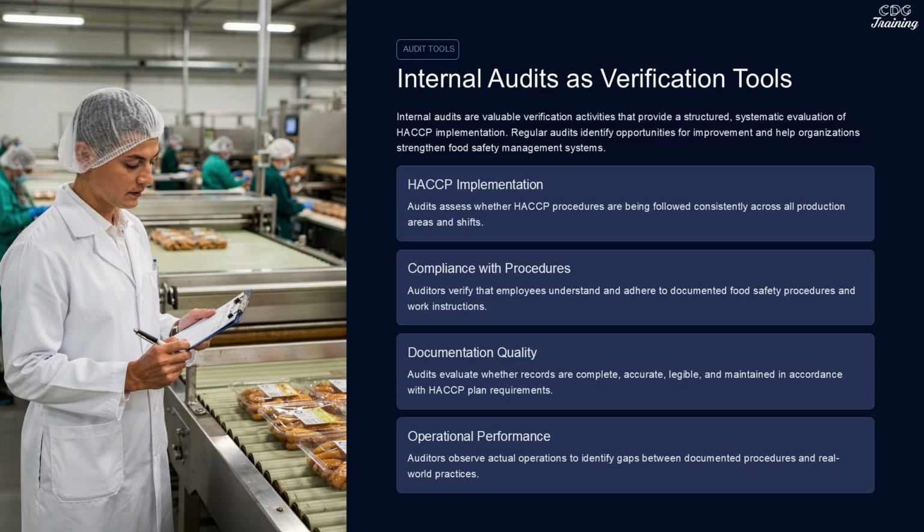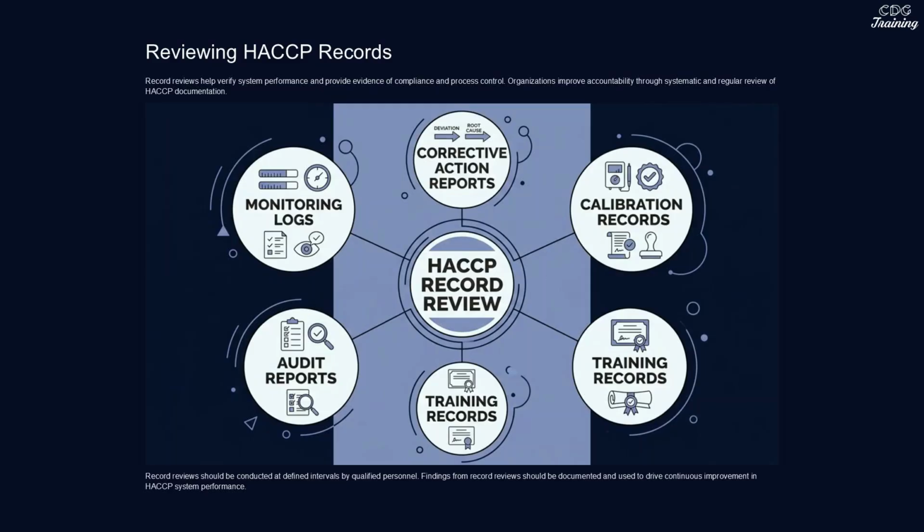Auditors review records to ensure they are complete, accurate, and maintained in accordance with HACCP plan requirements. They also evaluate operational performance to identify gaps between documented procedures and actual practices. Record reviews help verify system performance and provide evidence of compliance and process control. Organizations improve accountability through systematic and regular review of HACCP documentation.